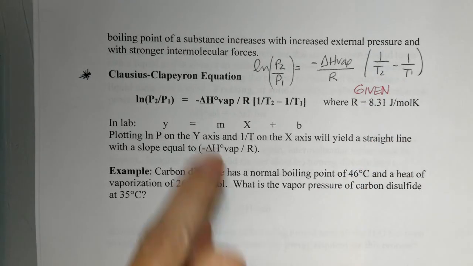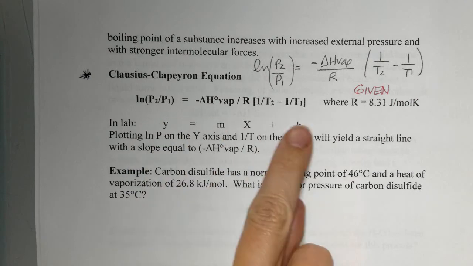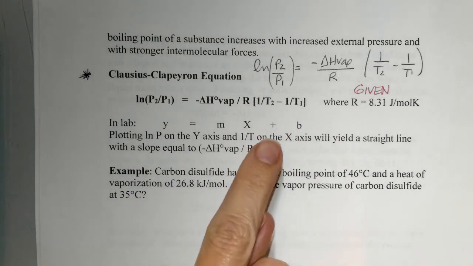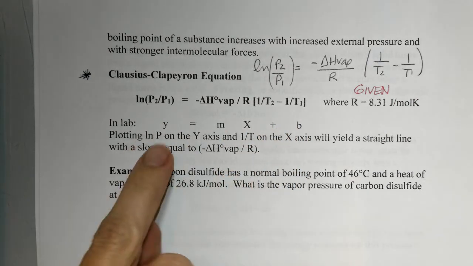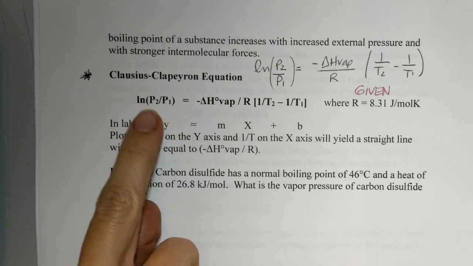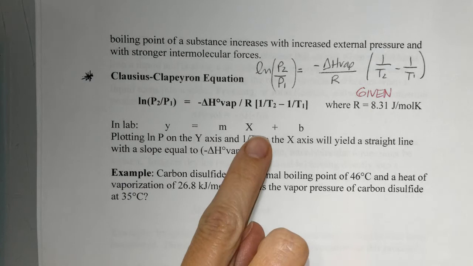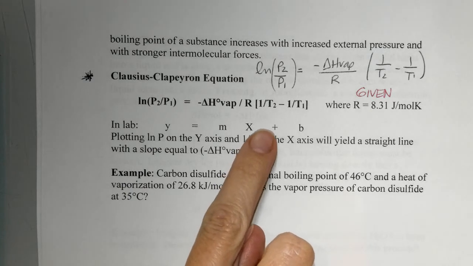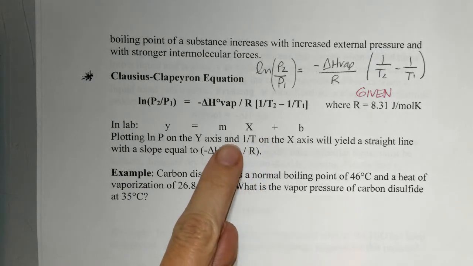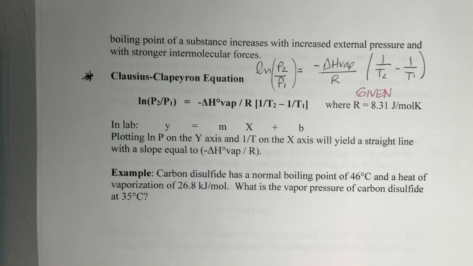So when you look at the way this is set up and the way I wrote it in the notes, this is actually what we're going to do in lab next week, where on the y-axis we're going to plot the natural log of pressure. On the x-axis we're going to have the inverse of temperature. And what we'll notice is the slope of that line is going to give us our heat of vaporization, essentially. So that's going to come next week in lab.